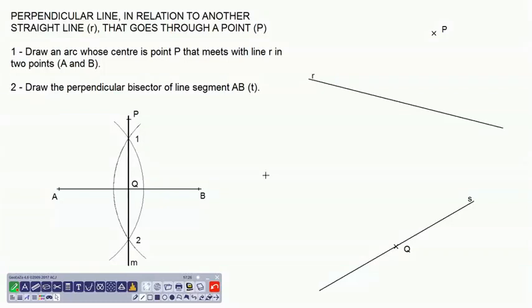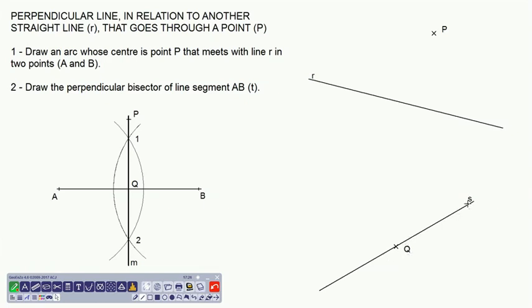Now we are going to draw perpendicular lines in relation to a straight line R or S, in this case, that goes through a given point without using the set square. It doesn't matter in this exercise whether the point we want to draw the straight line through is off the straight line, in this case R, or on the straight line, in this case S.